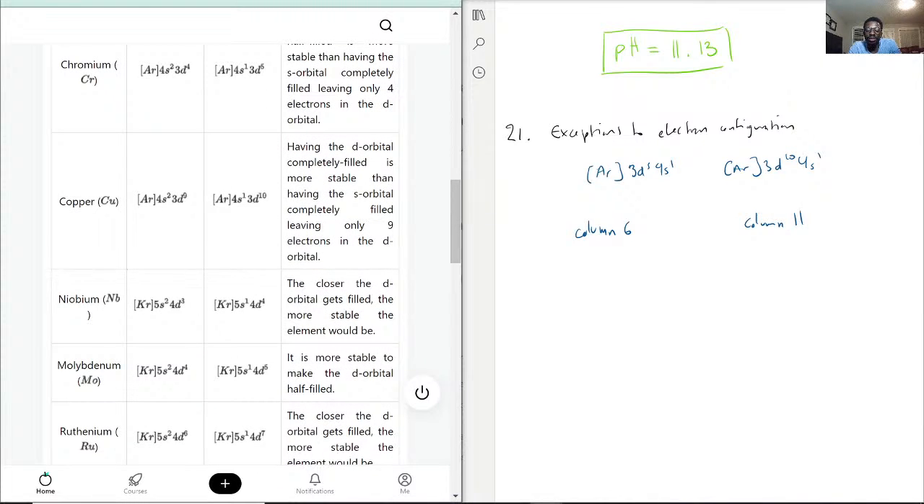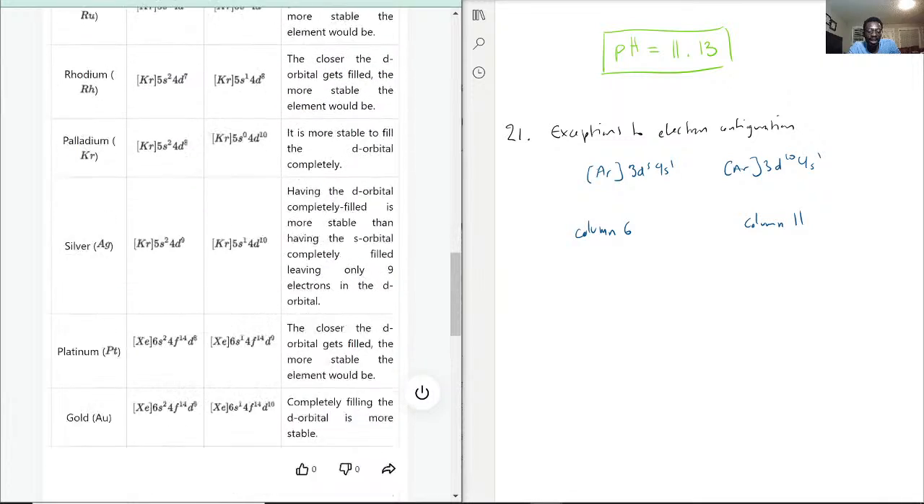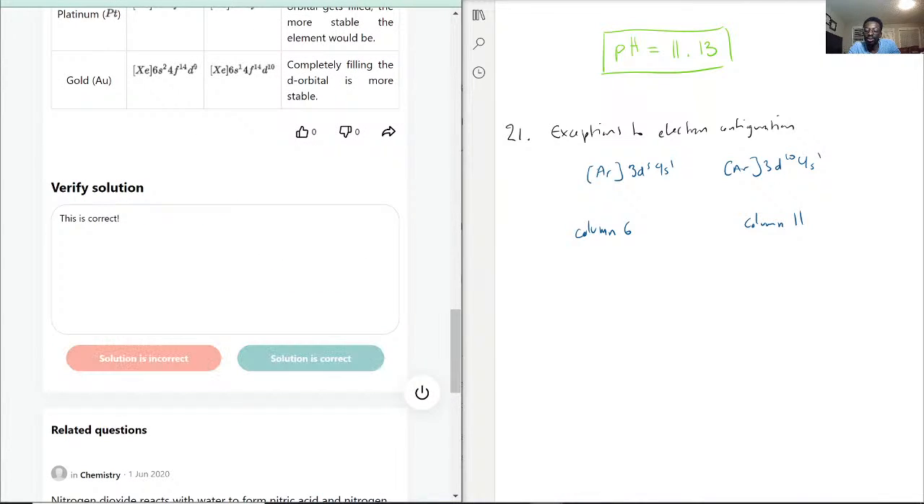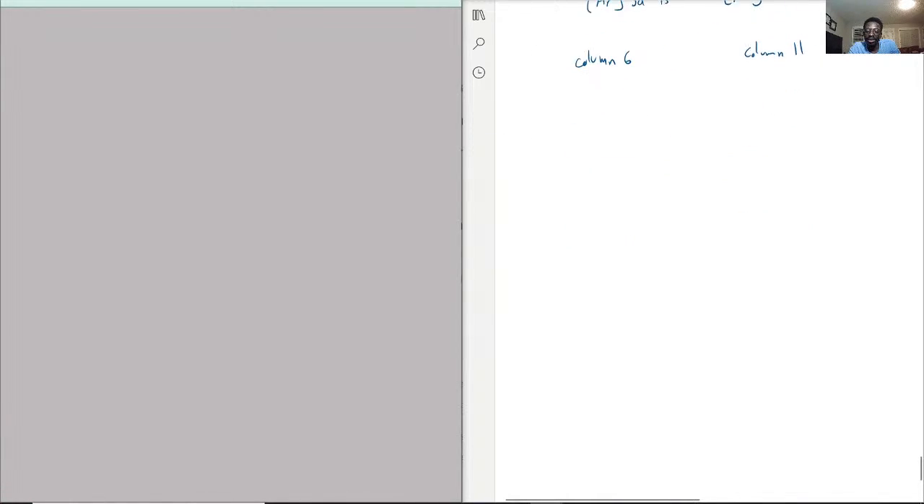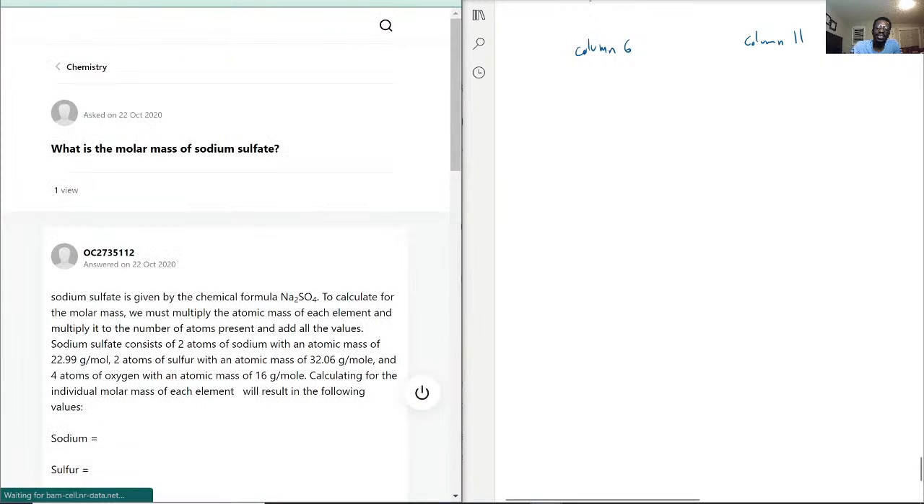There seems to be no real concrete way of saying whether or not it would prefer a certain type of configuration. But I'll definitely look out for the ones on column 6 and column 11, which at least will set off alarms to say, okay, I need to be careful on how I navigate it. The rest of them is kind of to your discretion, really. Let's move on to question 22 then.